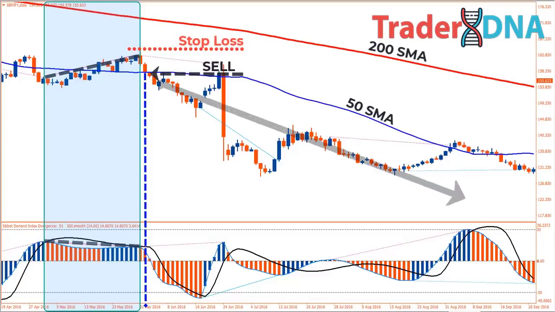Always remember, the trend is your friend, so whenever you can get a signal that the trend will continue, then good for you.